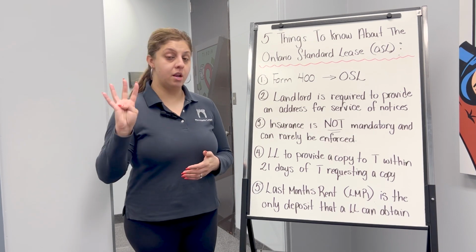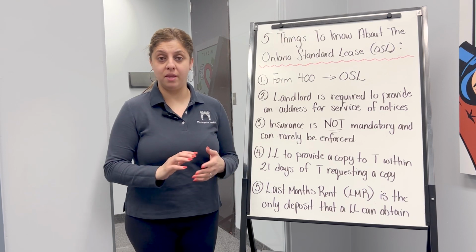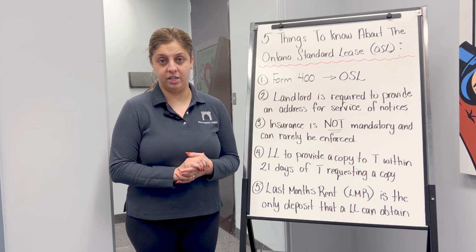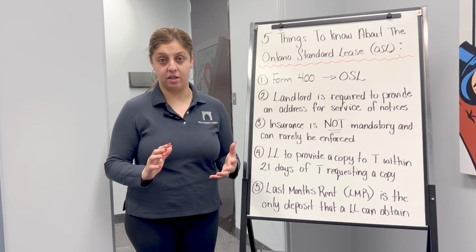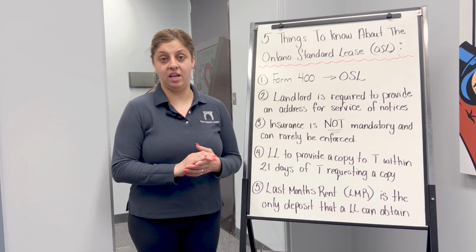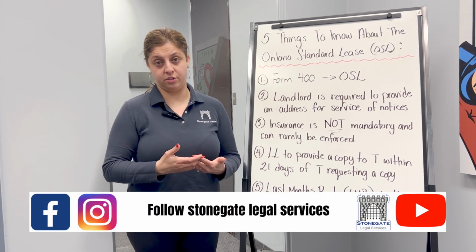Number 4, the landlord is to provide a tenant with a copy of the signed Ontario Standard Lease within 21 days of the date that the tenant requests it. The tenant is legally allowed to withhold rent if the landlord does not provide a copy of the Ontario Standard Lease.